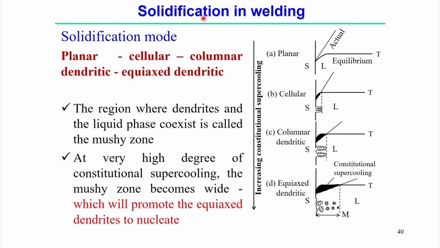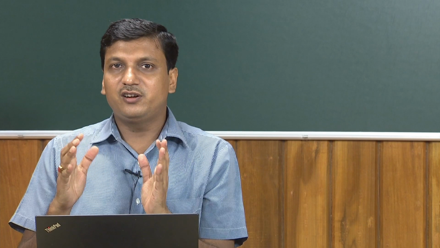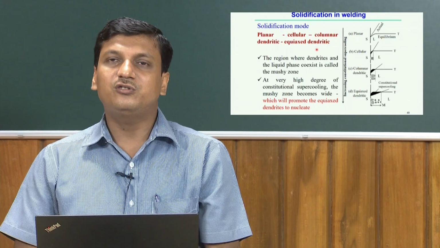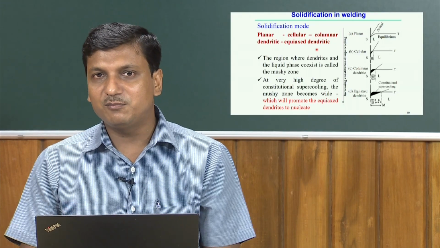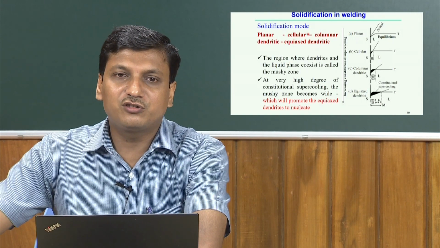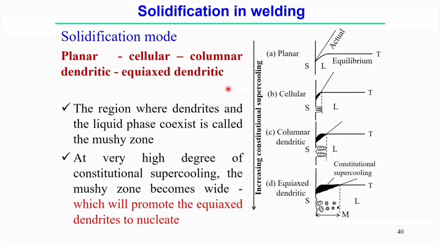Now, here is another comment: the zone where the dendrites and the liquid phase coexist is basically called the mushy zone. In that zone, the dendrites and the liquid coexist, and the mushy zone lies in the temperature range between the solidus and liquidus temperature. At a very high degree of constitutional supercooling, it is obvious that the mushy zone becomes very wide. At the other extreme, with a low degree of constitutional supercooling, there is almost no mushy zone, or the mushy zone is small.